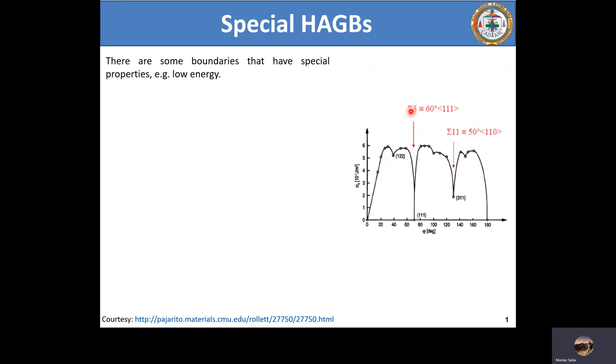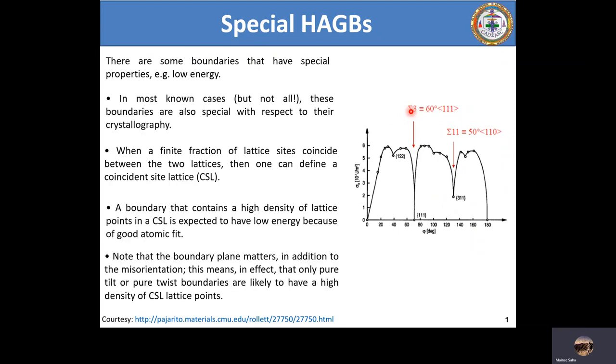So of course, in that case, the last point in this slide is that a sigma 3 boundary contains a high density of lattice points in a CSL, because every third lattice plane between the two adjoining grains is continuous with each other. However, in the case of sigma 11, every 11th lattice plane between the two adjoining grains will be continuous.